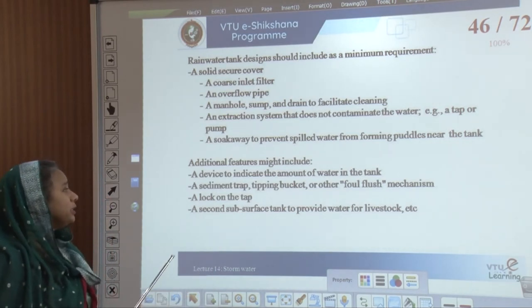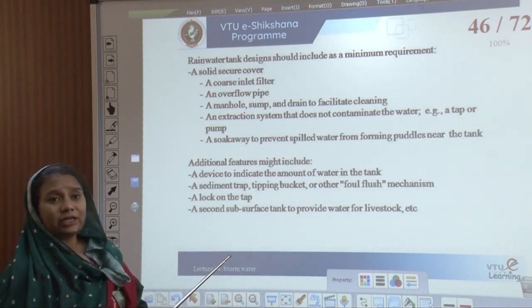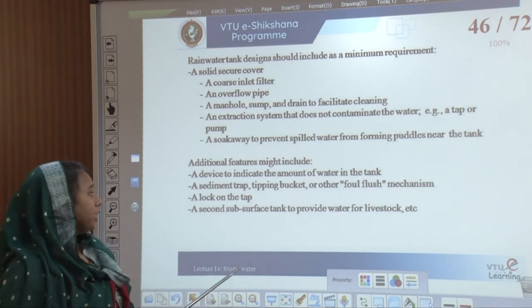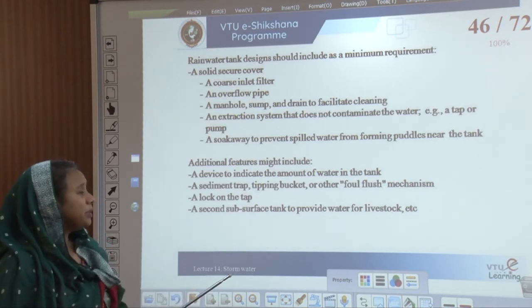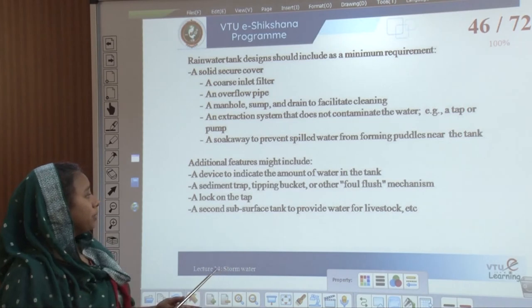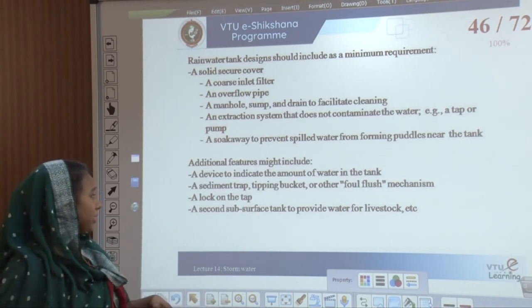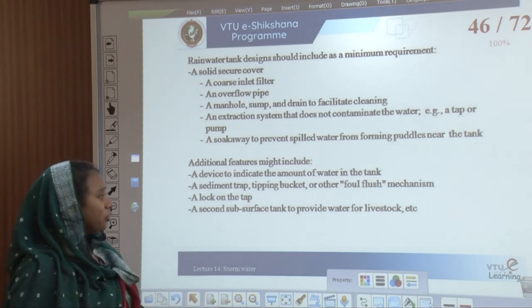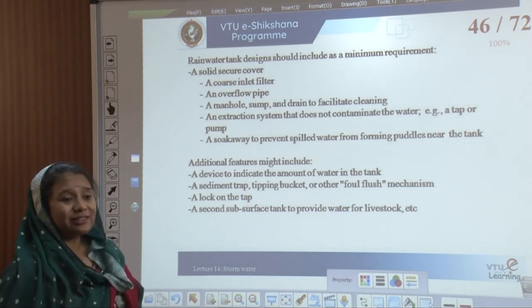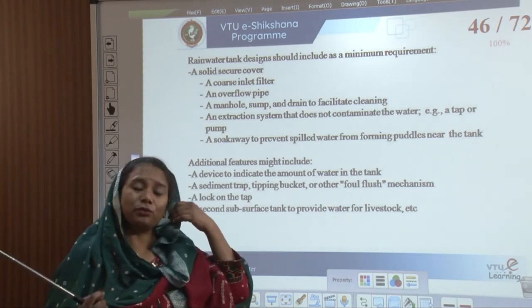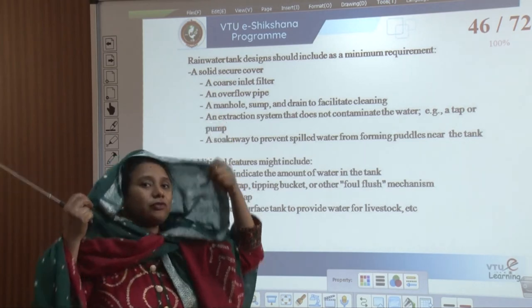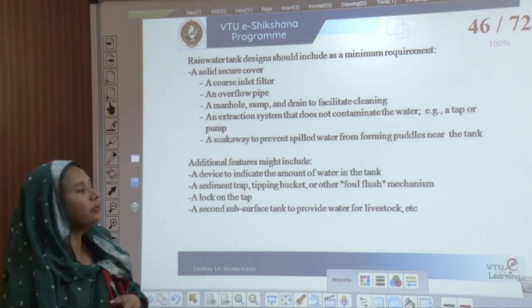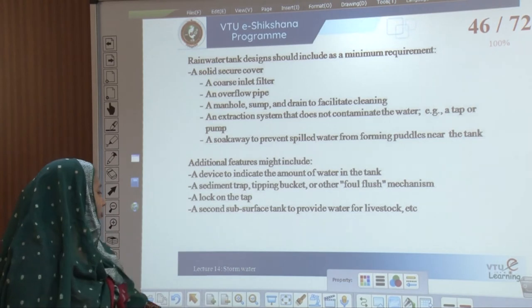Additional features could be a device to indicate how much water is in the tank, a sediment trap also inclusive of a tip bucket or other foul flush mechanisms, a lock on the tap, and a second subsurface tank to provide water for livestock. In case you would like to use the same water for drinking purposes for your animals, you can use another subsurface tank.